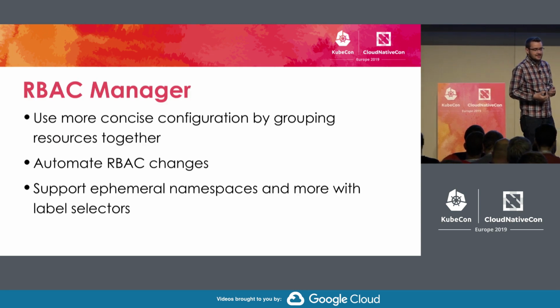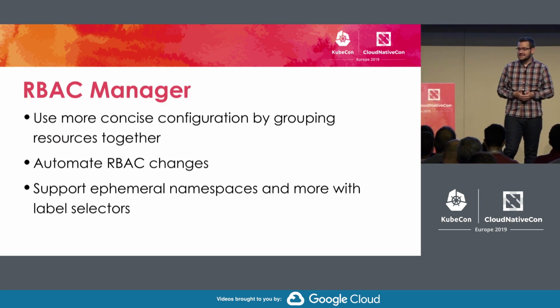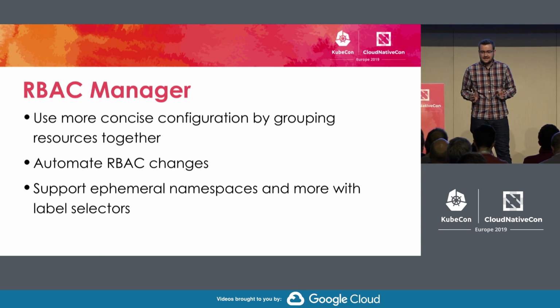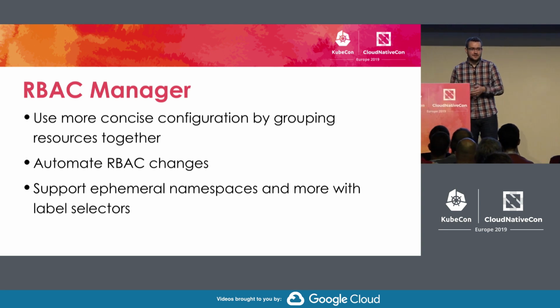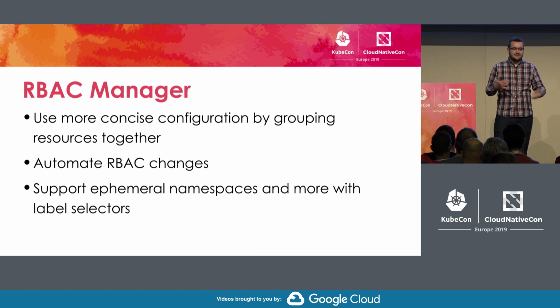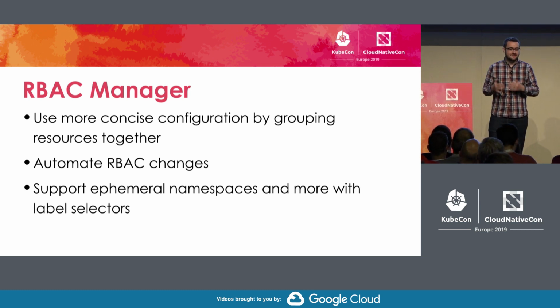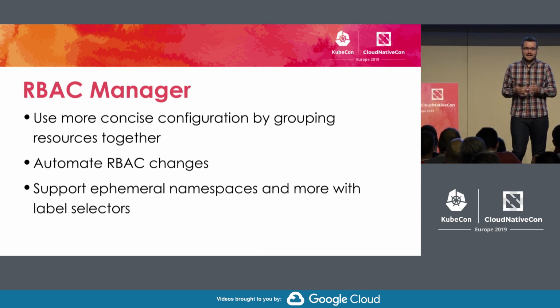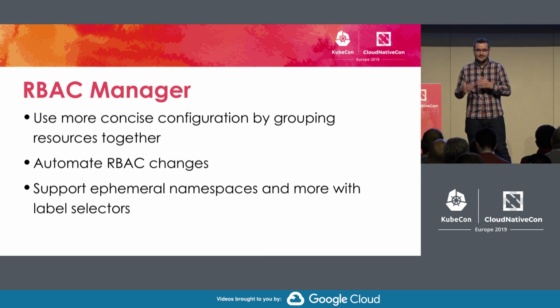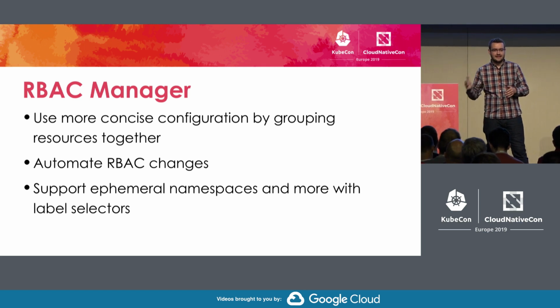So RBAC Manager allows us to use more concise configuration by grouping resources together. It allows us to automate RBAC changes. So if you want to put your RBAC configuration into some kind of CI/CD workflow, this allows for that very straightforwardly. And then, as a newer feature, we now support ephemeral namespaces and a whole lot more with a cool feature called label selectors. And we'll go through each one of those and how they work.